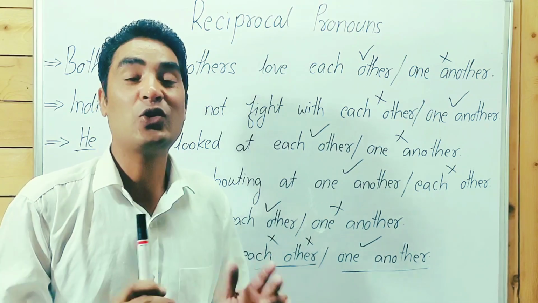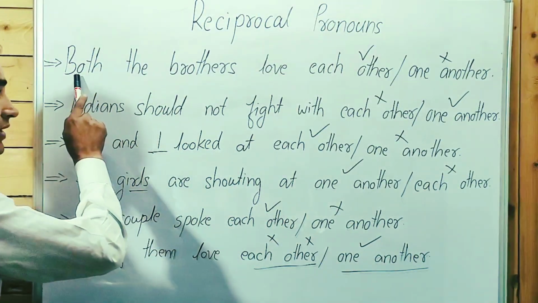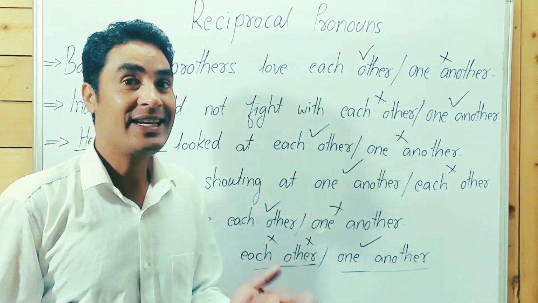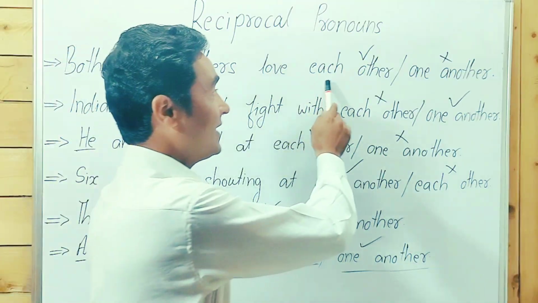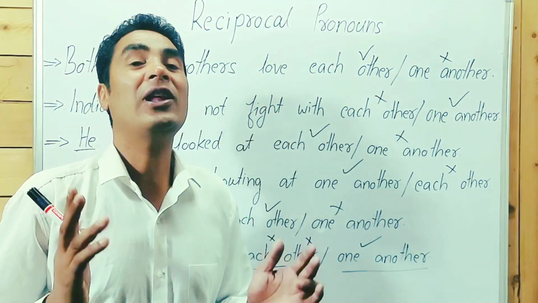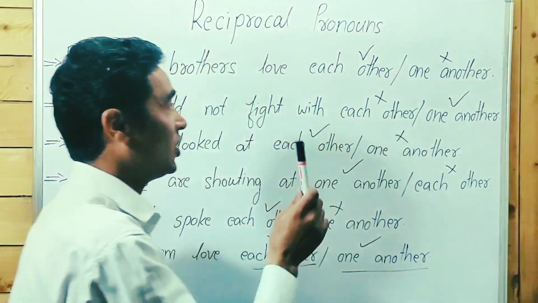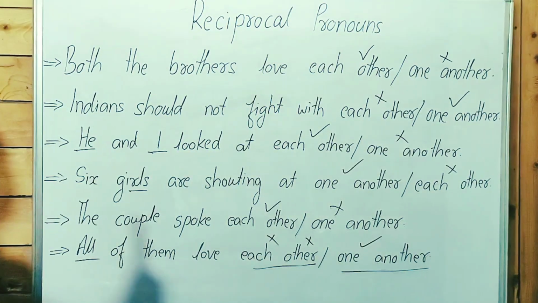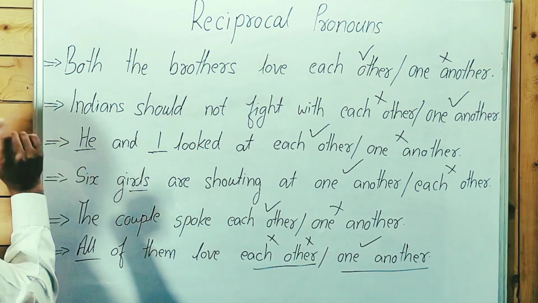I repeat, both of the brothers love each other. Both is used for 2 people or things. So when we talk about each other, it stands for 2 people or things. One another, no. One another is for more than 2 or 3 people or things.